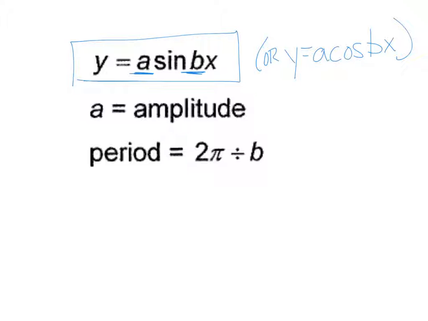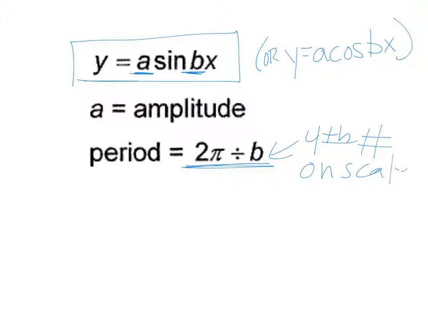And to calculate that, you use the formula that the period equals 2 pi divided by b. And then that's going to give us the fourth number on our scale when we plot out our scale on the x-axis. To get the other numbers, you're going to take what you get for the period and multiply by 1/4, 1/2, and 3/4. That will give you the other three numbers on the scale. And all of this works whether it's sine or cosine. The formulas are the same.